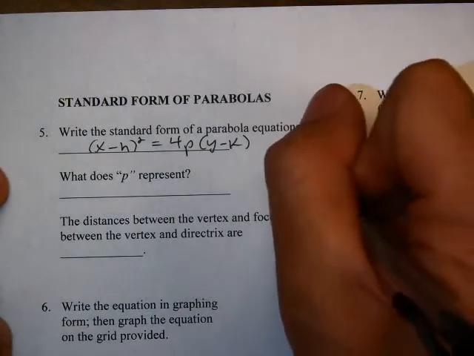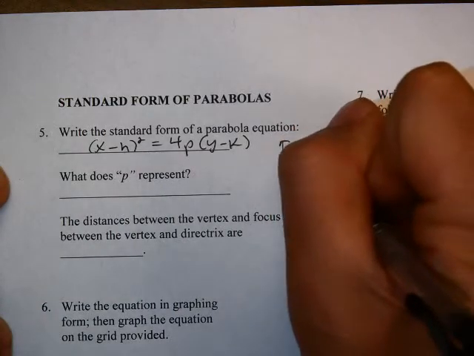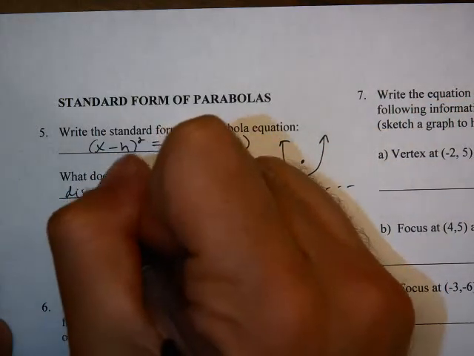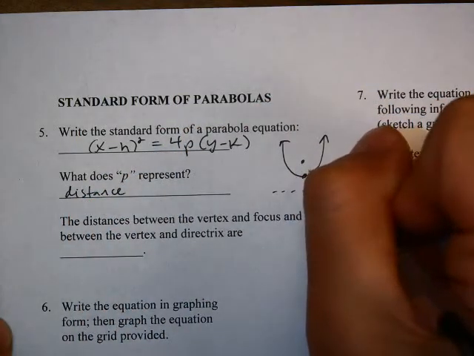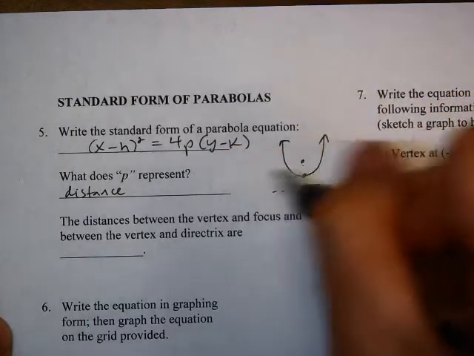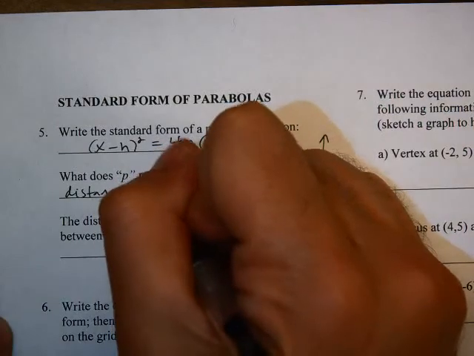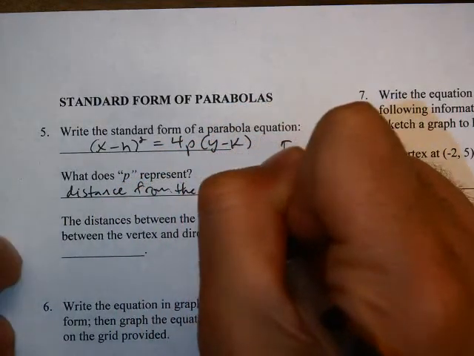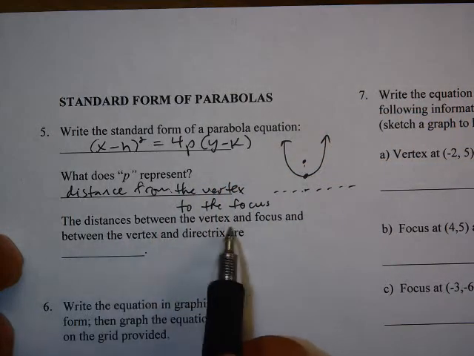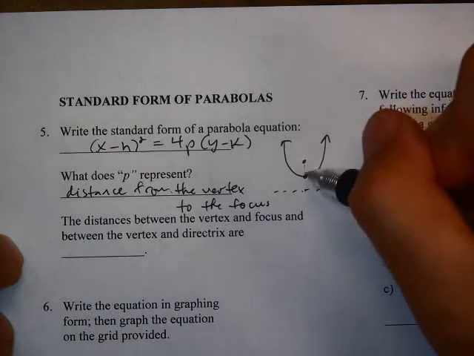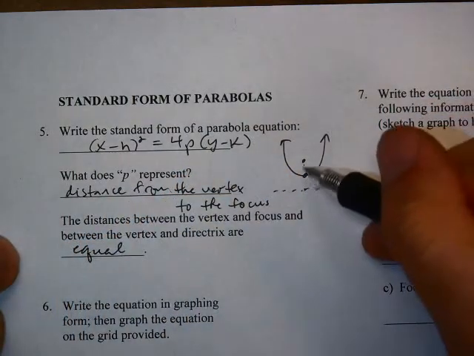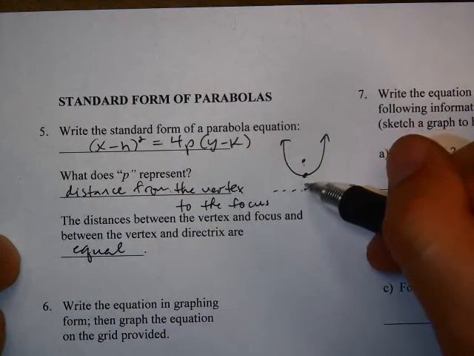Remember, when you have the parabola, inside the parabola is the focus point, outside the parabola is your directrix. The p is the distance from the vertex to either the focus or the directrix. We usually talk about it in terms of the focus, the distance from the vertex to the focus point. The distances between the vertex and focus, which we just said was p, and between the vertex and directrix are equal. Whatever that p-value is here, it's going to be the same distance from here to that dashed line.